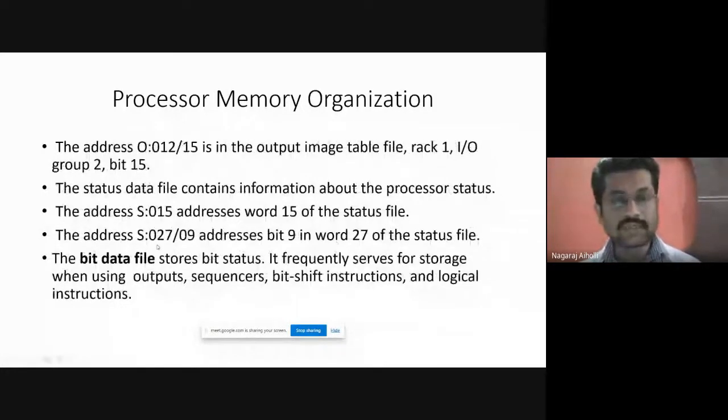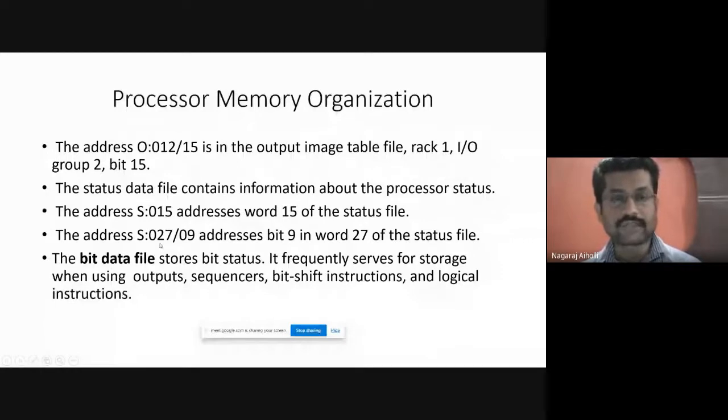The address S:027/09 means it is bit 9 in word 27 of the status file. What does this format indicate? S:027/09 indicates that it is bit number 9 of the status file word 27. Word 27, bit number 9. This is how the format is represented.